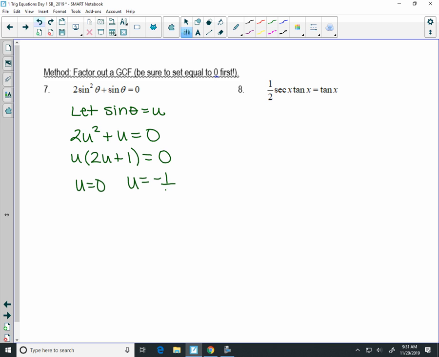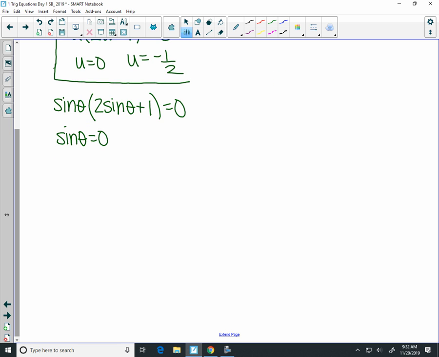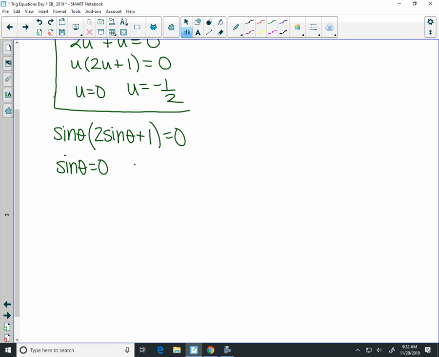I'm going to show you how that looks with sines as well, okay? So that's the u substitution option. Here, I don't mind GCF with sine. So this is 2 sine squared. That's 1 sine. So they have sine in common. So I'm just doing this problem 2 different ways for you. So that means sine of theta equals 0, and sine of theta equals -1/2.